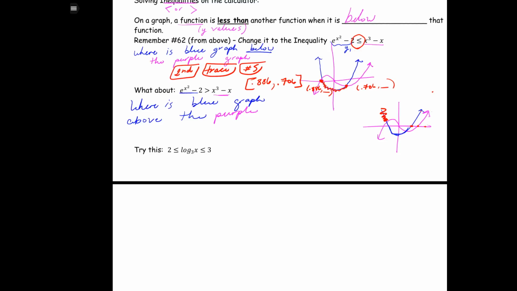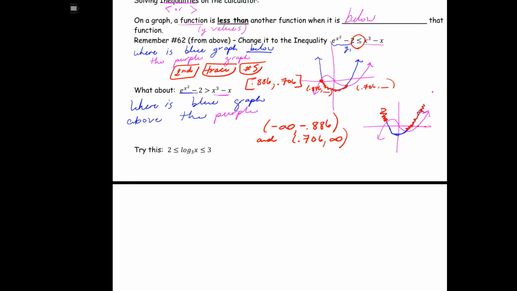the, oh, I think did I draw this sketch wrong? The answer should be from negative infinity to negative 0.886, and from 0.706, oops, excuse me, to infinity. And that's because you can see, yeah, exactly as we were thinking about, the purple graph is less than the blue graph here. So it's everything above there.